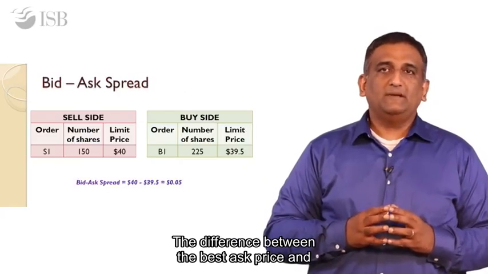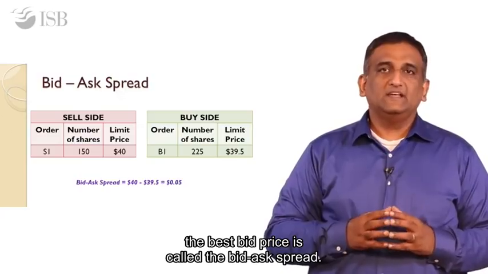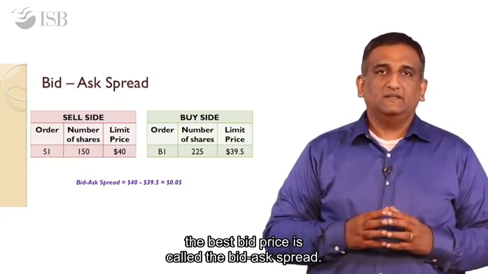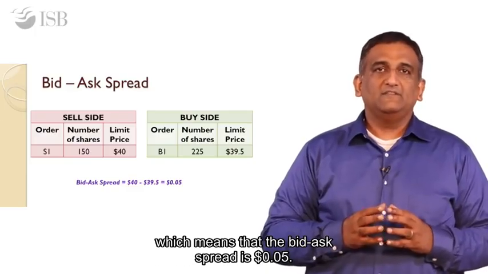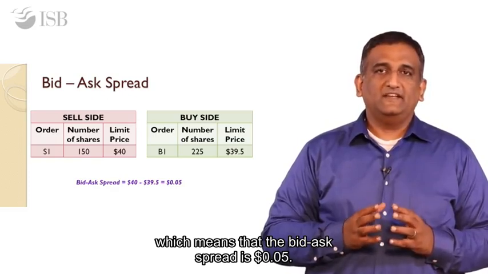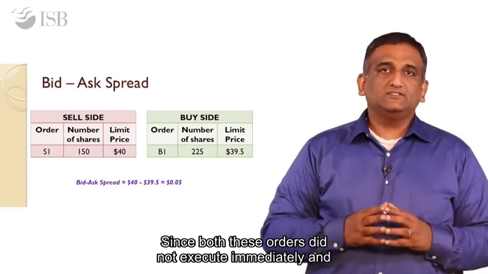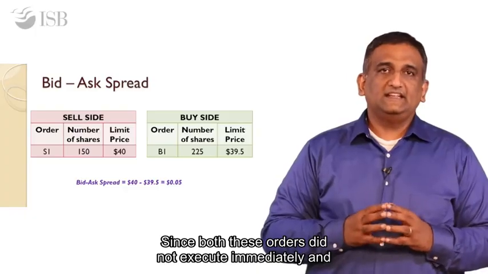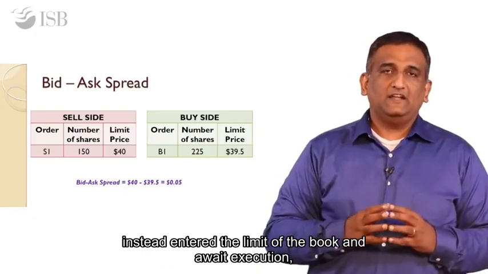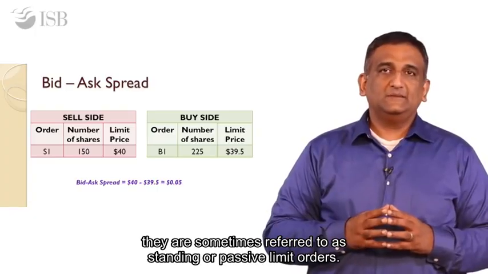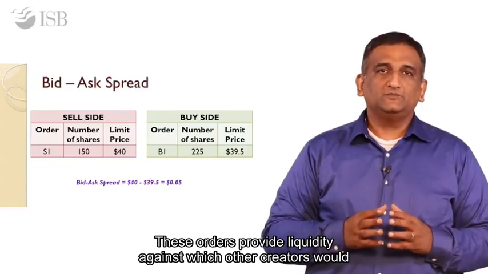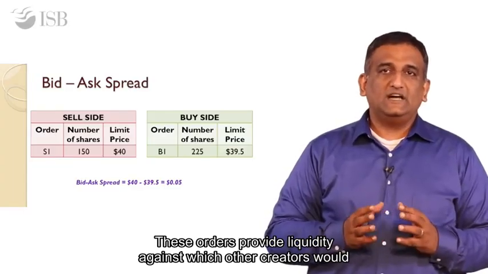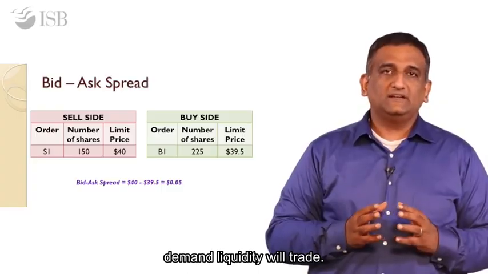The difference between the best ask price and the best bid price is called the bid-ask spread. In our example, this is 40 minus 39.95, which means that the bid-ask spread is 5 cents. Since both these orders did not execute immediately and instead entered the limit order book and await execution, they are sometimes referred to as standing or passive limit orders. These orders provide liquidity against which other traders who demand liquidity will trade.